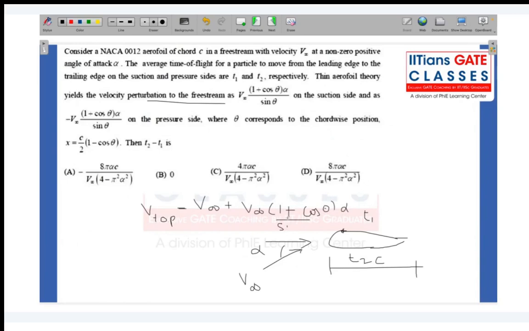right? And velocity at the bottom at any given location, velocity bottom, they've given the velocity perturbation in the pressure side or the bottom side as minus V infinity 1 plus cos theta into alpha by sine theta. So this is V infinity minus V infinity into 1 plus cos theta into alpha by sine theta.